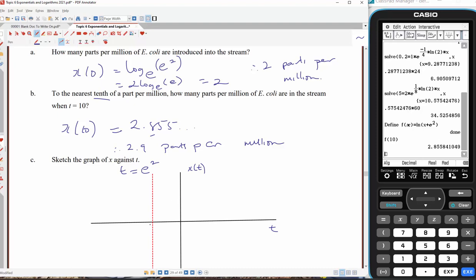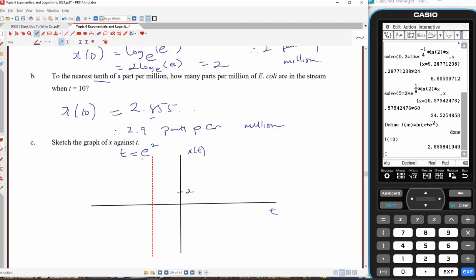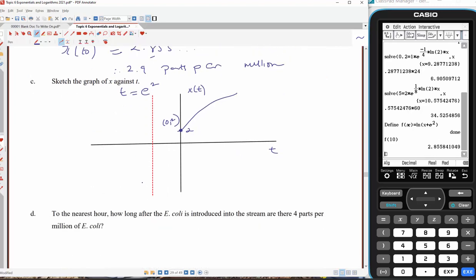Now what's going to happen is the log function will look like this. It's going to go through 2. You already know it does that. And T is greater than 2. So what would happen is it would go up through there and come up through there. So it's going to go like that. Okay, 0, 2. We've got everything we need.